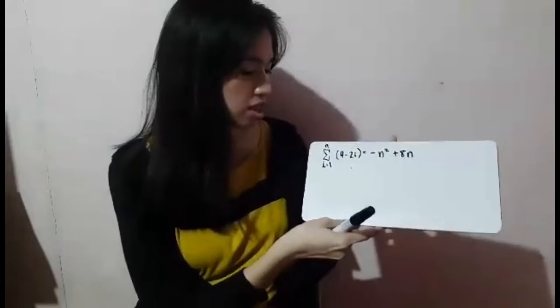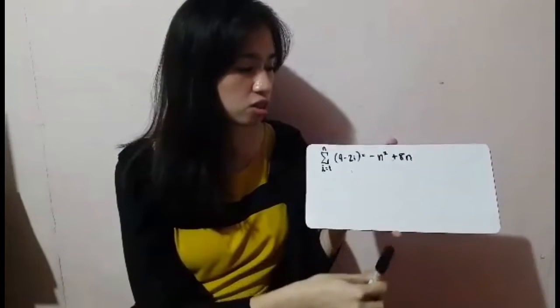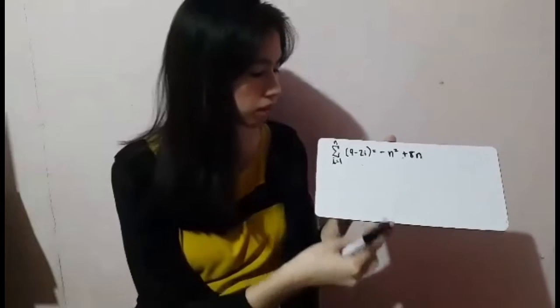Hi guys, I am Luis Chavez and for today I will be talking about how to do the verification in mathematical induction. This is the sample for today. The summation of 9 minus 2i is equal to negative n squared plus 8n.